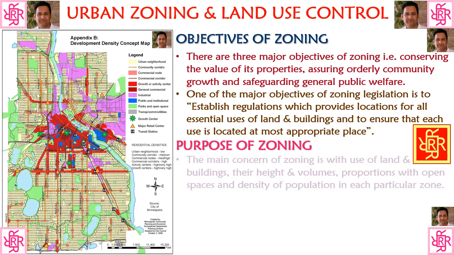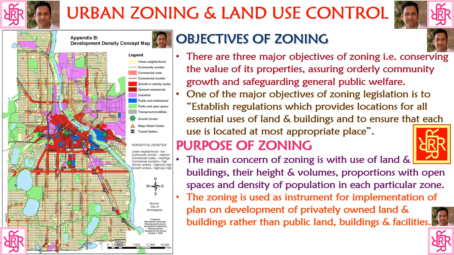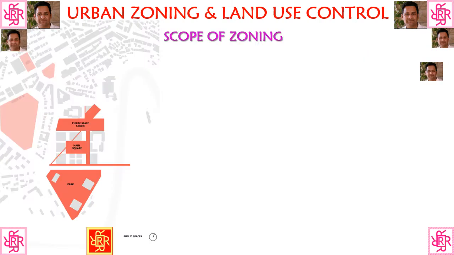What is the purpose of zoning? The main concern of zoning is with the use of land and buildings, their height and volumes, proportions, open spaces and the density of population in each particular zone. Zoning is used as an instrument for implementation of the plan on development of privately owned land and buildings, other than public land, buildings and facilities. Zoning attempts to group together the most compatible land uses within the city.